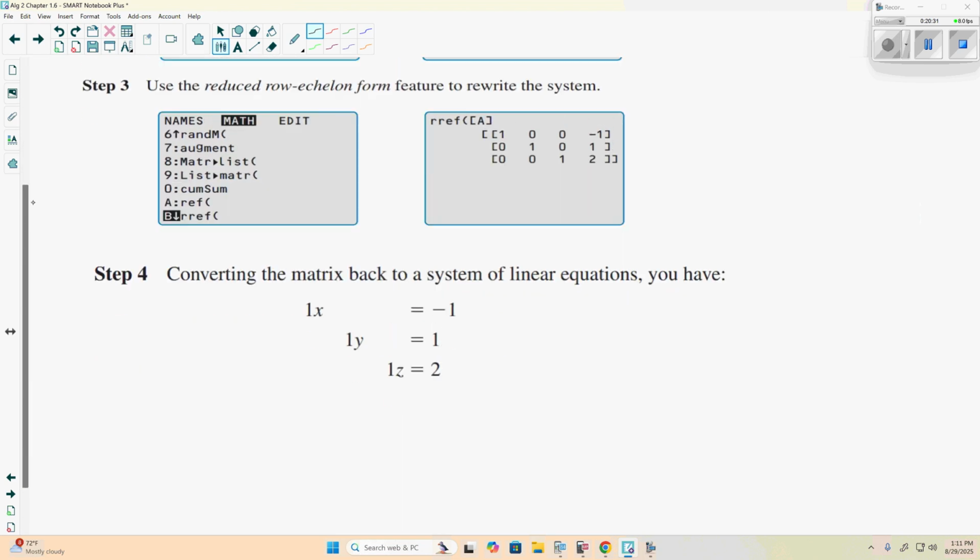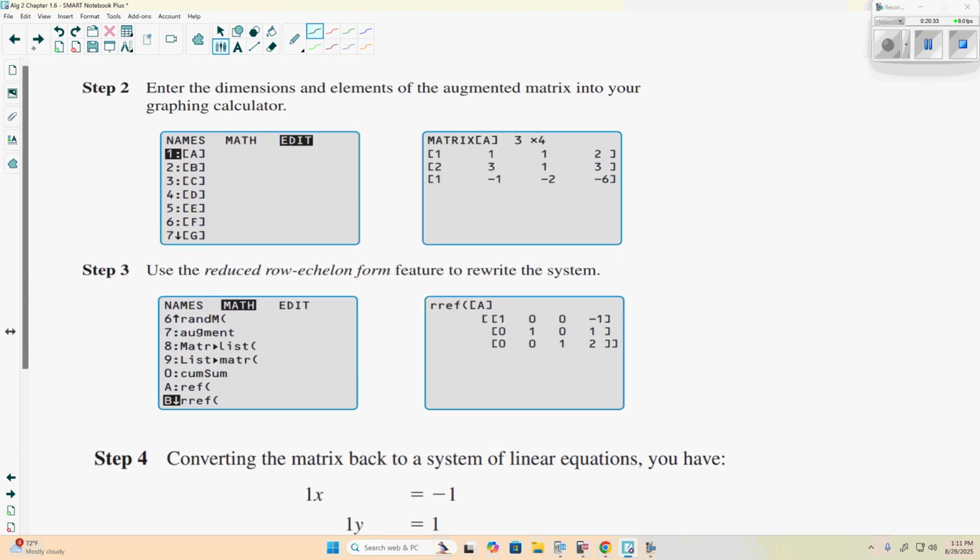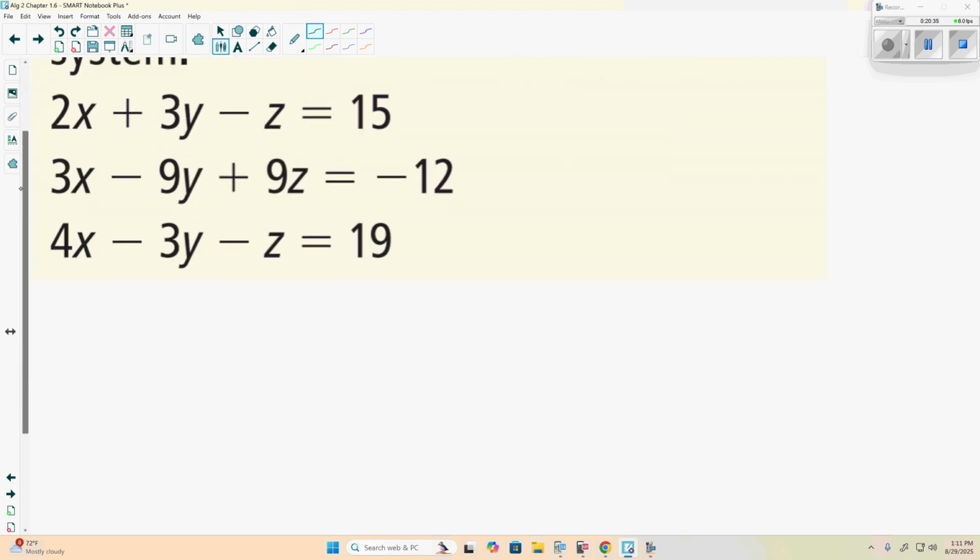So these here are the steps. I did put that in there for you. So let's look at this one here. We have 2x plus 3y minus z equals 15. 3x minus 9y plus 9z equals -12. 4x minus 3y minus z equals 19. We have three equations with three variables. The variables are ordered x, y, z, so we don't have to do anything there.